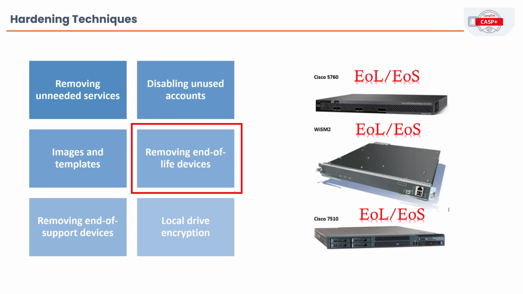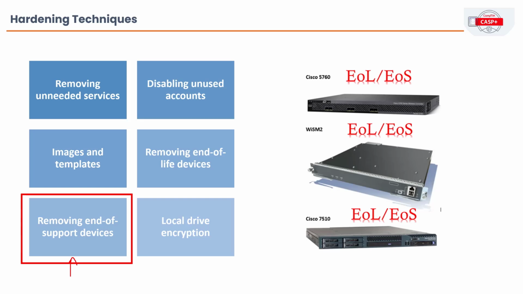Next is removing end-of-life devices. A device should be decommissioned when it is deemed unusable or when it poses an unreasonable risk to the company. Now, when removing a device, it's important to ensure that this doesn't compromise the network security posture. If it's a security device, it needs to be replaced.